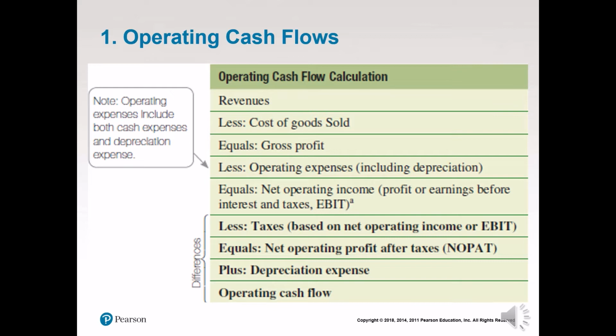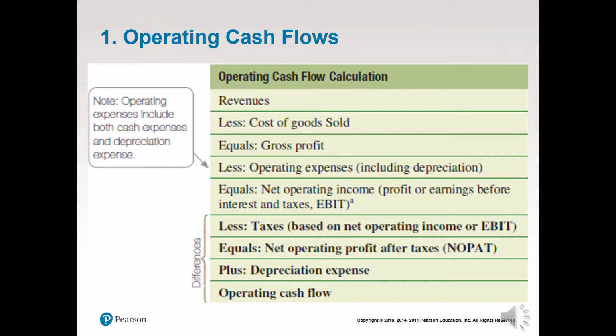Once we have EBIT, or net operating income, we will subtract taxes because we need to consider that as part of our cash flow out. We do need to pay our taxes. That will equal our net operating profit after taxes, or NOPAT.